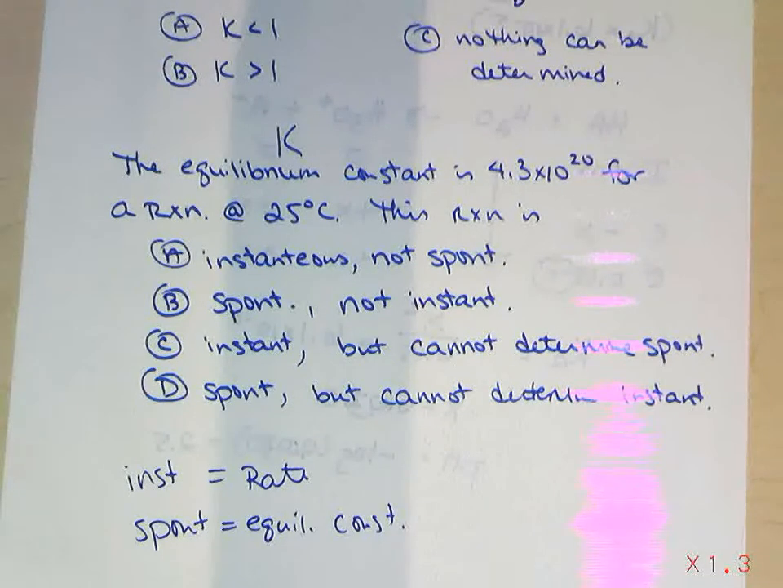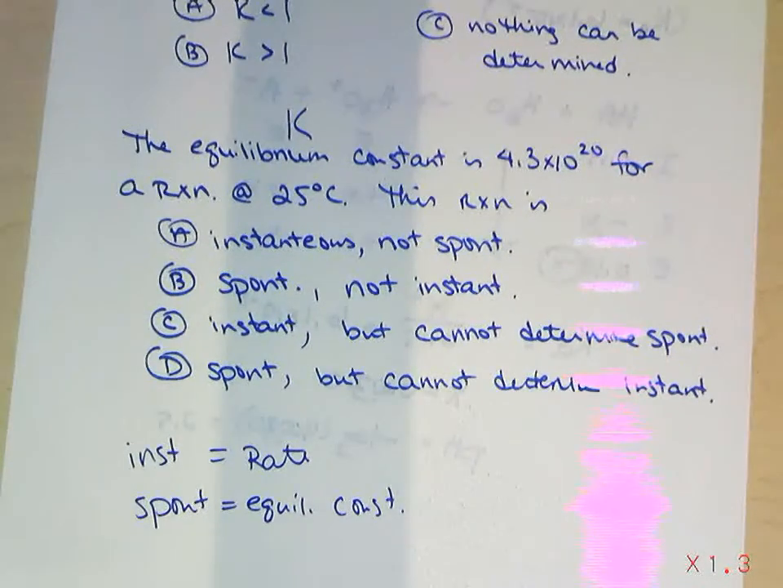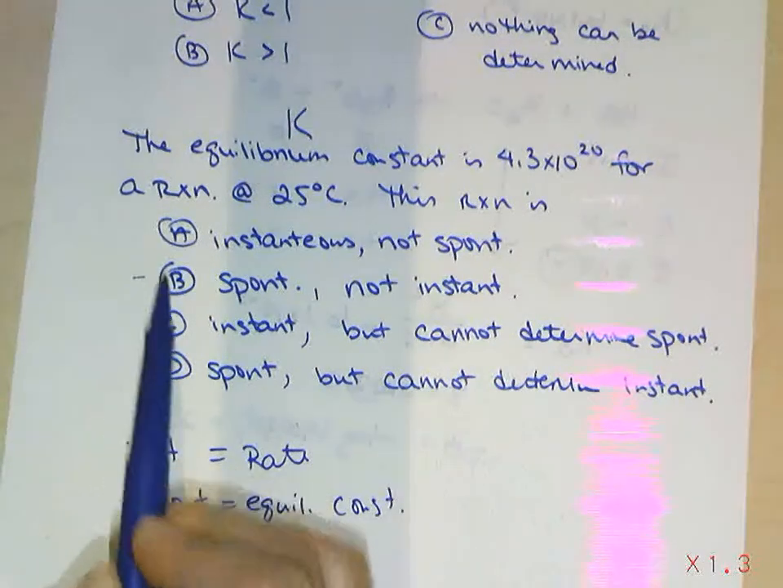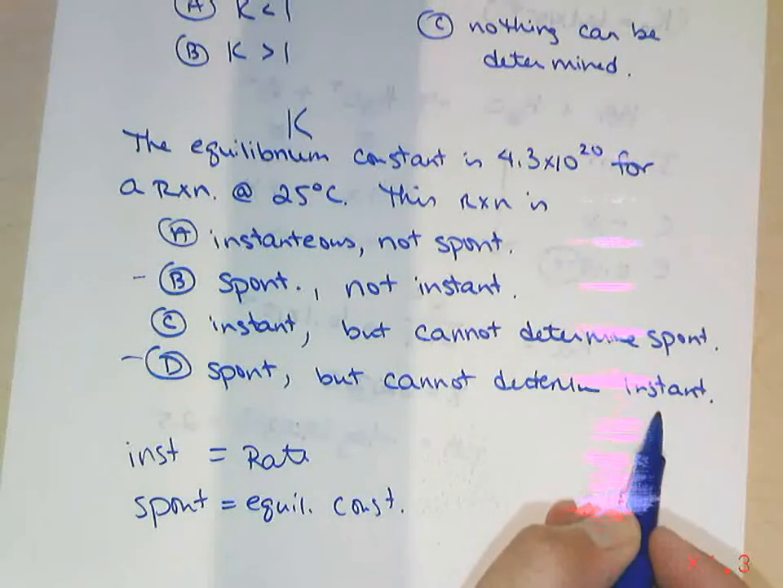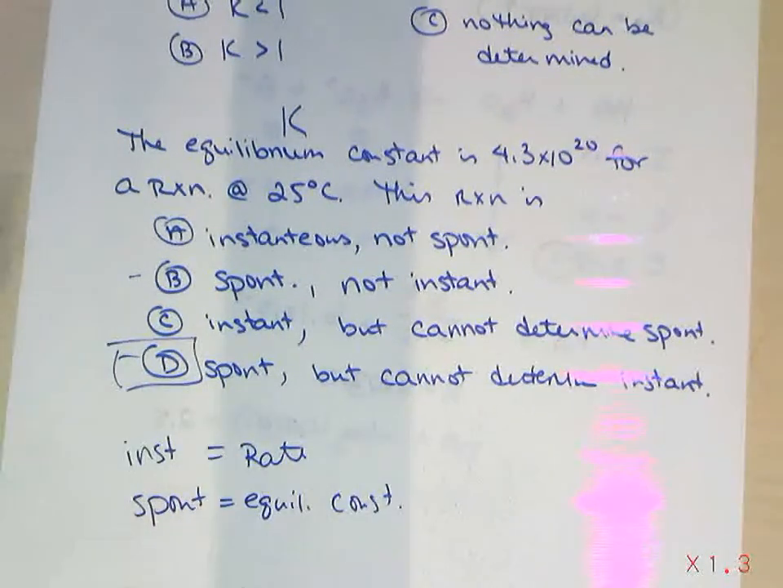So I know if I have a K greater than 1, that tells me about spontaneity. So which two are possible at this point? All right, B and C, because I know it's spontaneous. Do I know anything about the rate of this reaction? Does it tell you anything about rates, or little r's? Or can I know anything about its instantaneousness? No. Okay.